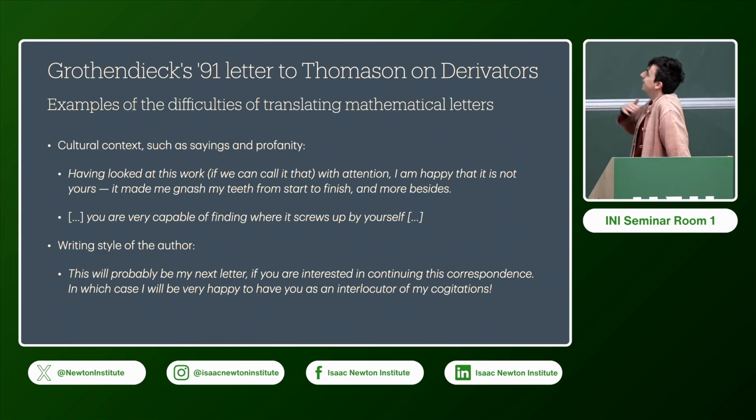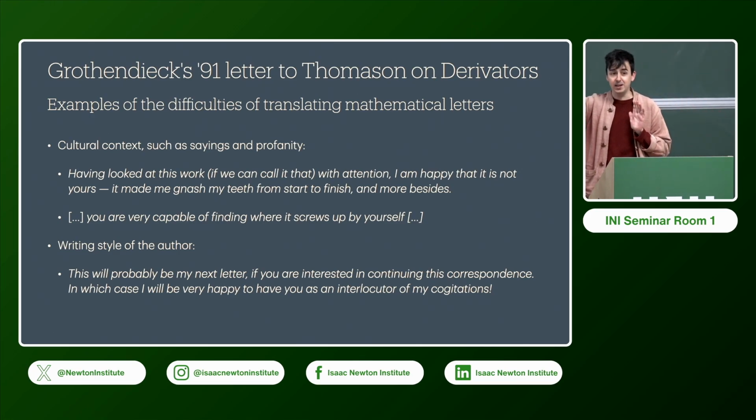Sorry, yeah. And then the second one was a sentence which I spoke to three or four different French mathematicians to translate in the end, and we came up with, you're very capable of finding where it screws up by yourself. So here he's talking about an error in another paper. And again, I've never said this sentence out loud as an English speaker, but I understand what it means for something to screw up, to go wrong. But there's a spectrum of ways you can translate this, from where it goes wrong to something much more profane.